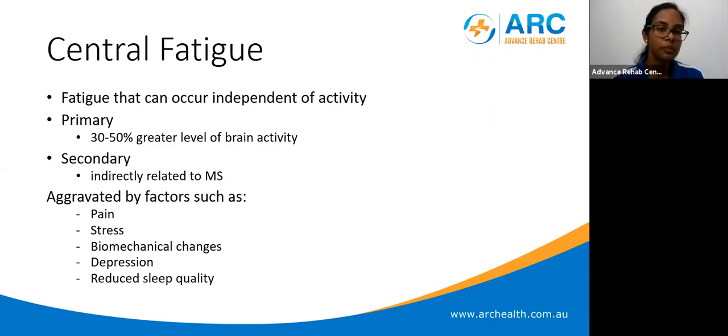So from the primary perspective, one of the biggest reasons is that a person who has MS, their brain has to work about 30 to 50% harder to carry out the same task as someone who doesn't have MS. And this is because of the nerve lesions. It makes the communication less efficient.